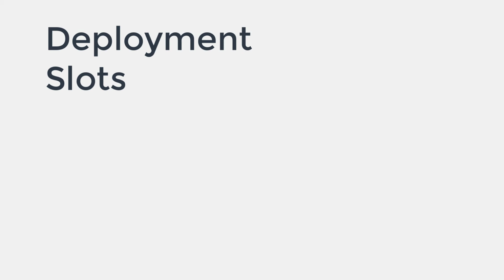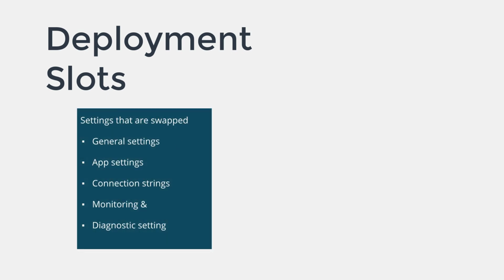Let's talk about the settings that are swapped when you perform a swap operation. When you do a swap, the general settings like your framework version or the 32-bit or the 64-bit information are swapped. And in addition to that, app settings and connection strings are also swapped, but they can also be configured to stick to a slot. In addition to these settings, your monitoring and diagnostic settings of the app are also swapped.